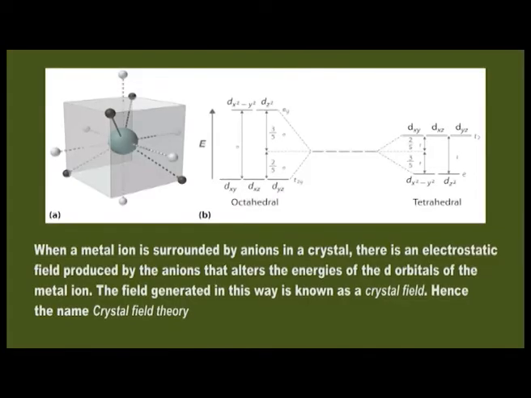That is, coordination compounds were thought of in the direction of an ionic crystal lattice, where the major force of interaction is electrostatic force. When a metal ion is surrounded by an ion in a crystal, there is an electrostatic field produced by the anions that alters the energy of the d orbitals of the metal ion. The field generated in this way is known as a crystal field, hence the name crystal field theory. The theory concentrates on the resulting splitting of the d orbitals into groups with different energies and uses that splitting to rationalize and correlate the optical spectra, thermodynamic stability and magnetic properties of the complexes.